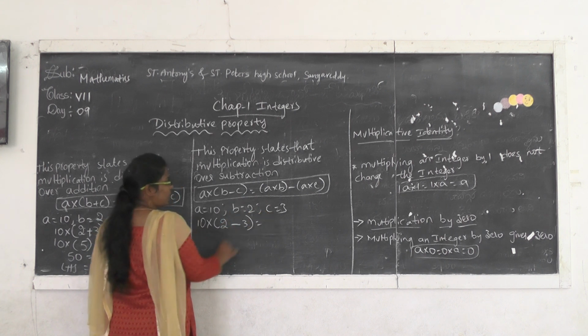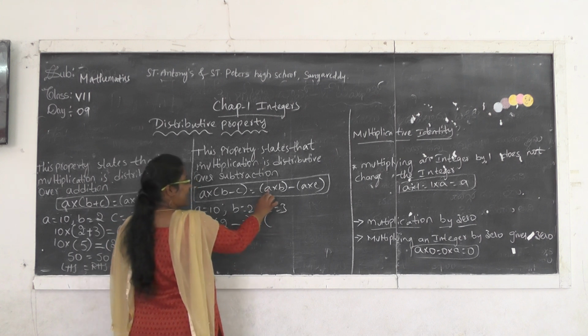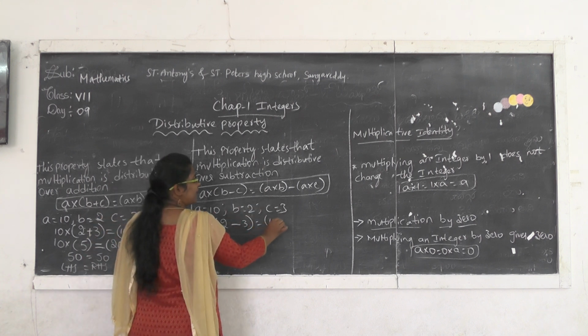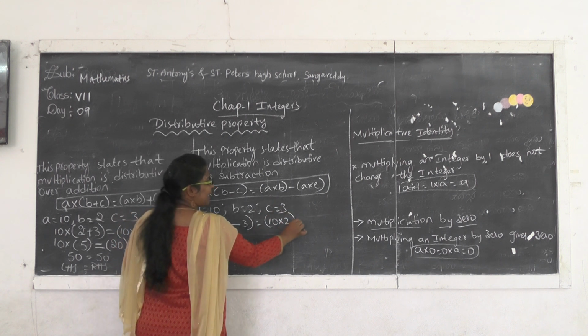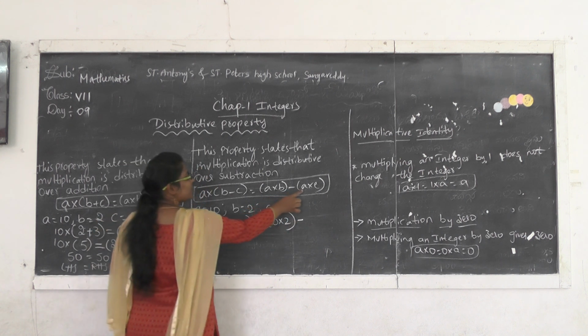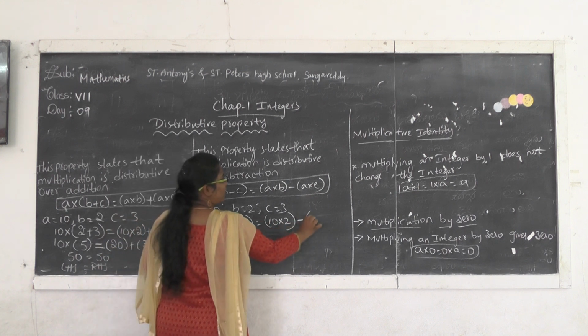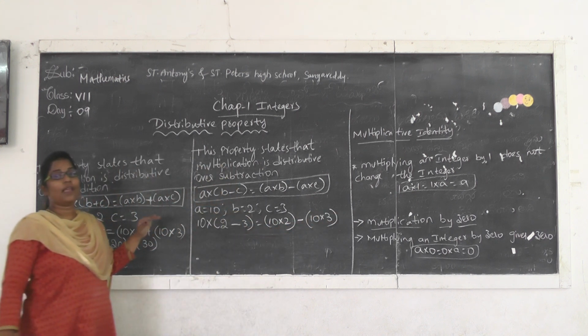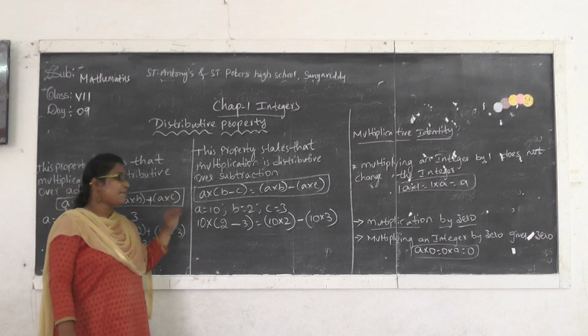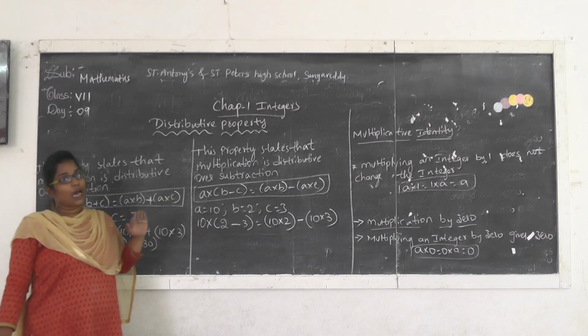3 equal to A. A means what? 10 into B. B means we assumed as 2. Close the bracket, minus, what is the value of A? 10. Again open the bracket, 10 into 3. First step, we have to substitute the terms that we assumed.